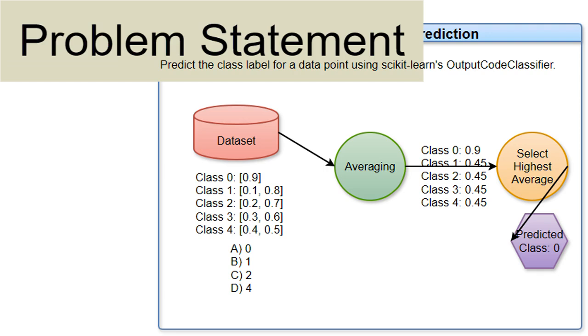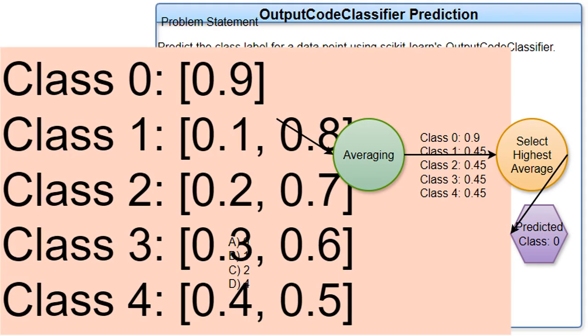This row presents the predicted probabilities for each of the 5 classes. Notice that each class has 2 probabilities because 2 binary classifiers are used internally within OutputCodeClassifier. For example, Class 1 has probabilities 0.1 and 0.8 from the 2 classifiers, respectively. It is an important data to solve this problem.